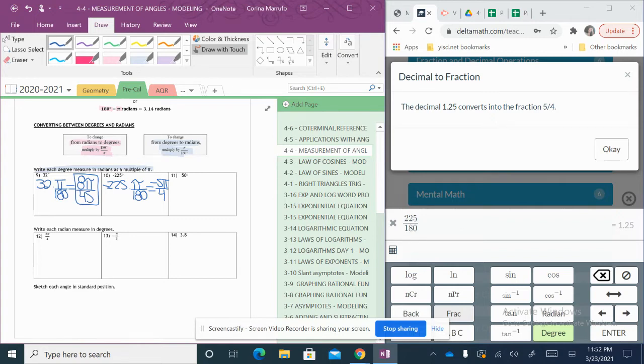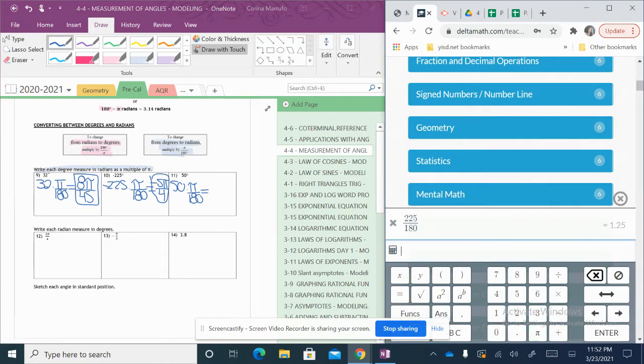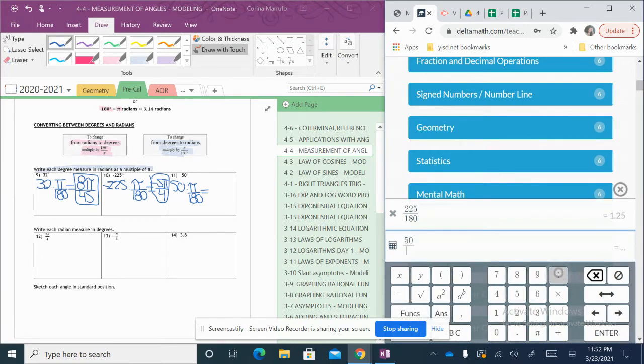Okay, and then that would be our answer. Okay, so the next one we have 50 degrees. We want to change it to radians, so we multiply it times pi over 180. And so to give our answer, we do need to leave it as a simplified fraction. So what I'm going to do here, I am going to put 50 divided by 180.